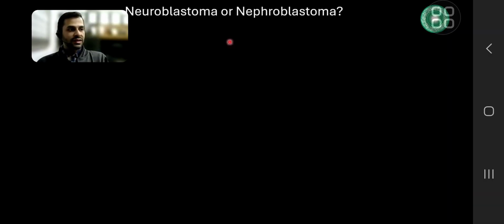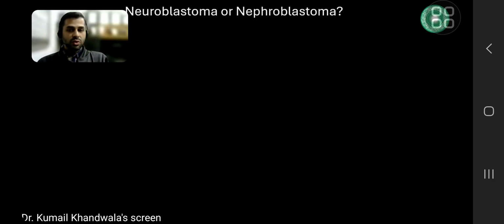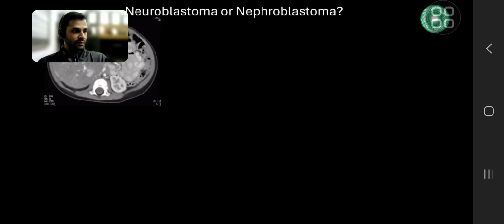So this is an exam favorite question. Is it neuroblastoma or is it nephroblastoma, especially when the mass is so large and infiltrative and involves both the renal and suprarenal regions? So let's go over some of the differentiating factors and features.